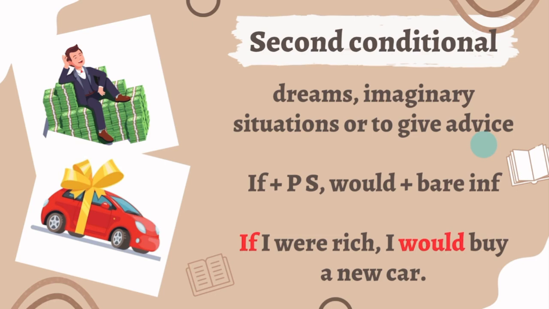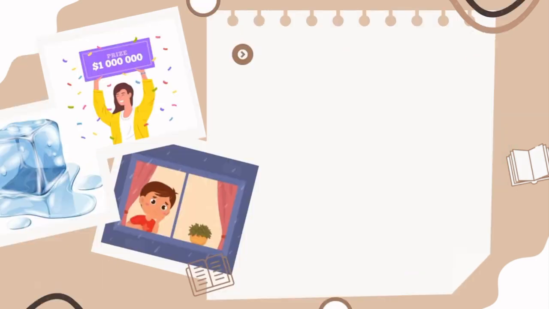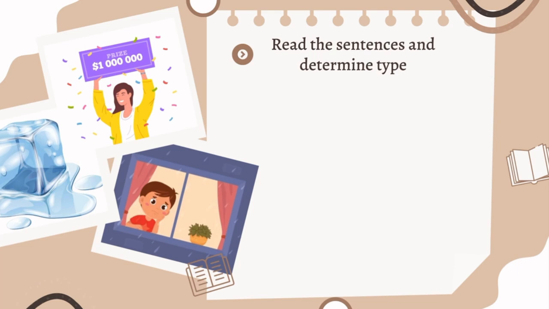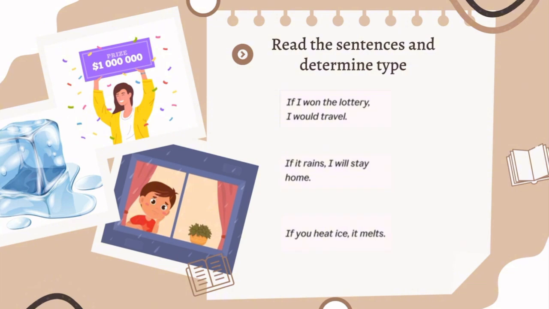Let's move on to the tasks. In this task, you should read the sentences and determine their types. Okay, our sentences are: the first one, if I won the lottery, I would travel. What do you think? What type is it? Yes, you are right. It is a second conditional.